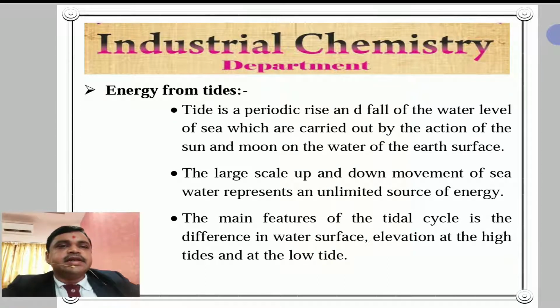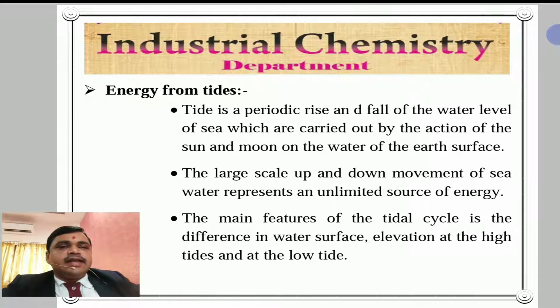Let us discuss. Tide is a periodic rise and fall of the water level of the sea, which is carried out by the action of the sun and moon on the water of Earth's surface. Because of the sun's and moon's gravitational force, we have tides in our oceanic water. So, tide is a periodic rise and fall of the water level of the sea.